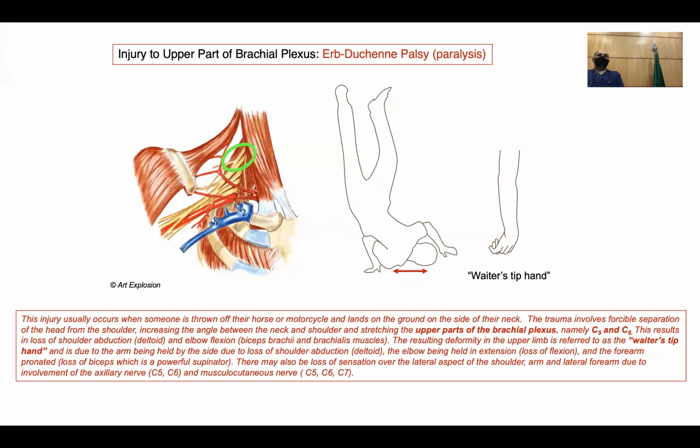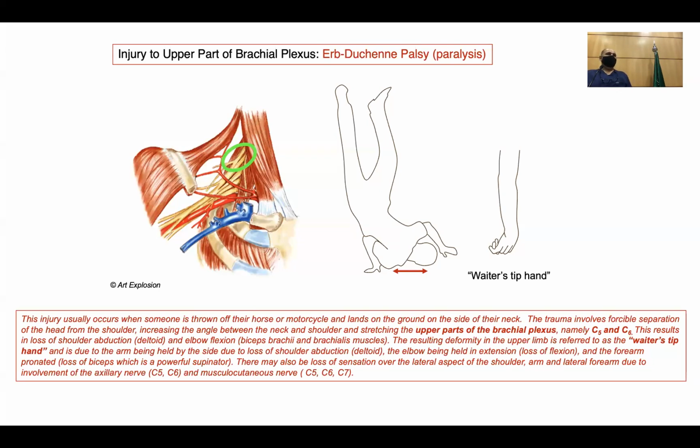There may also be loss of sensation over the lateral aspect of the shoulder, arm, and lateral forearm due to involvement of the axillary nerve C5, C6 and musculocutaneous nerve C5, C6, C7. Thank you very much. So guys, this is important. We might ask you why the arm is adducted, why it is not abducted, or why it is not supinated. Then you have to say that musculocutaneous is gone, this is gone, that is gone, because the deltoid is not working.